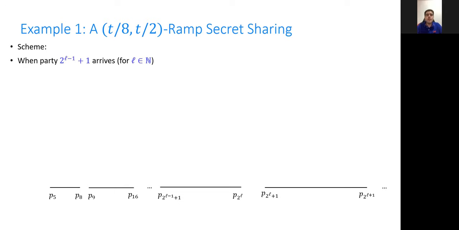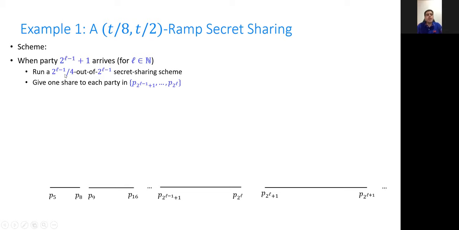So the scheme is as follows. In each segment, we share the secret by a threshold secret sharing scheme with a threshold which is a quarter of the number of parties in that segment. So in the first segment, we share by 1 out of 4. In the second segment, the threshold is 2. In the L-th segment, the threshold is 2 to the L plus 1 over 4, and so on.